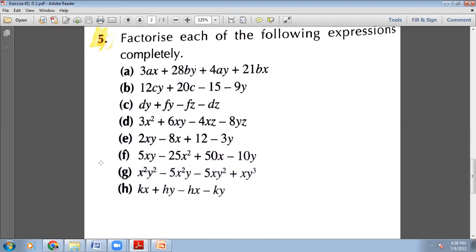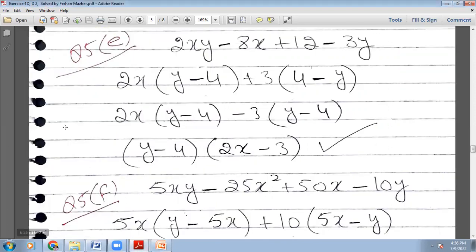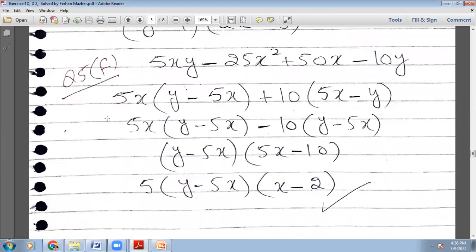Okay, question number 5F part: 5xy minus 25x squared plus 50x minus 10y. Take 5x common from the first two terms, so in the bracket you are left with y minus 5x. Here, plus 10 is common, so you are left with 5x minus y. These two brackets are not exactly the same. So if I take a negative out, their order will change: 5x bracket y minus 5x bracket close. When I take a negative out, their order will become y minus 5x.